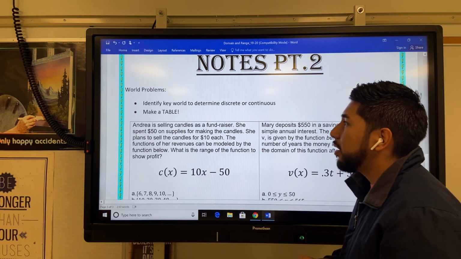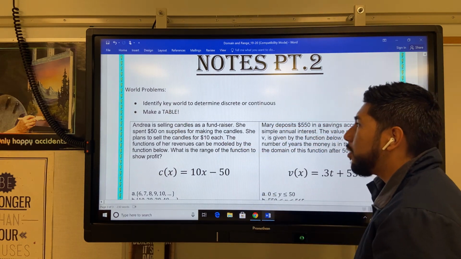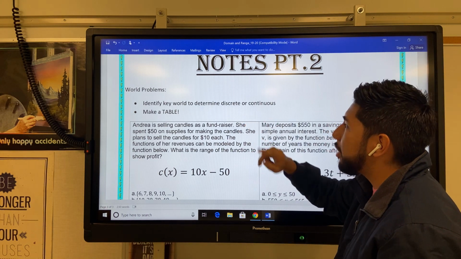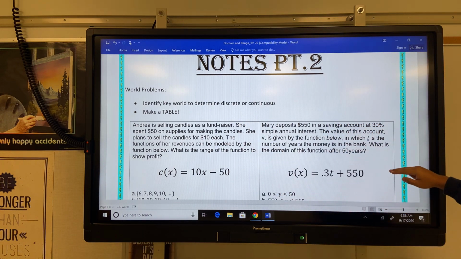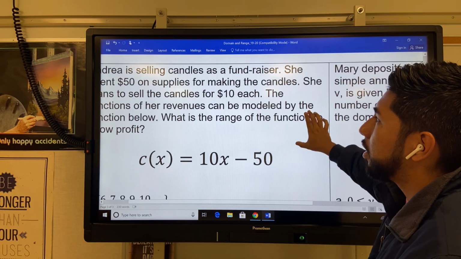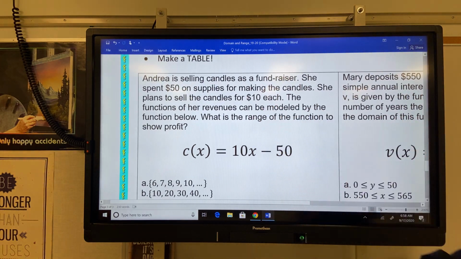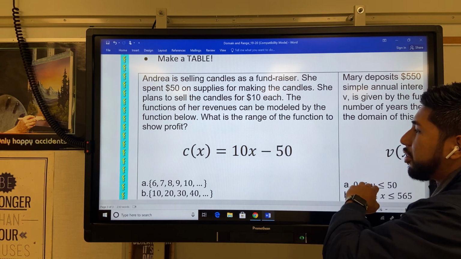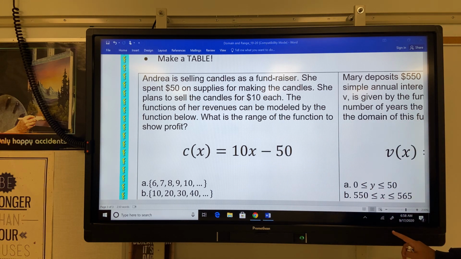And this is what I mean. Identify keywords to determine discrete or continuous and then make a table. Okay. This is going to be 3 examples. So it's saying Andrea is selling candles at a fundraiser. She spent $50 on supplies for making the candles. She plans to sell the candles for $10 each. The function of her revenues can be modeled by the function below. Okay. What is the range of the function to show profit?